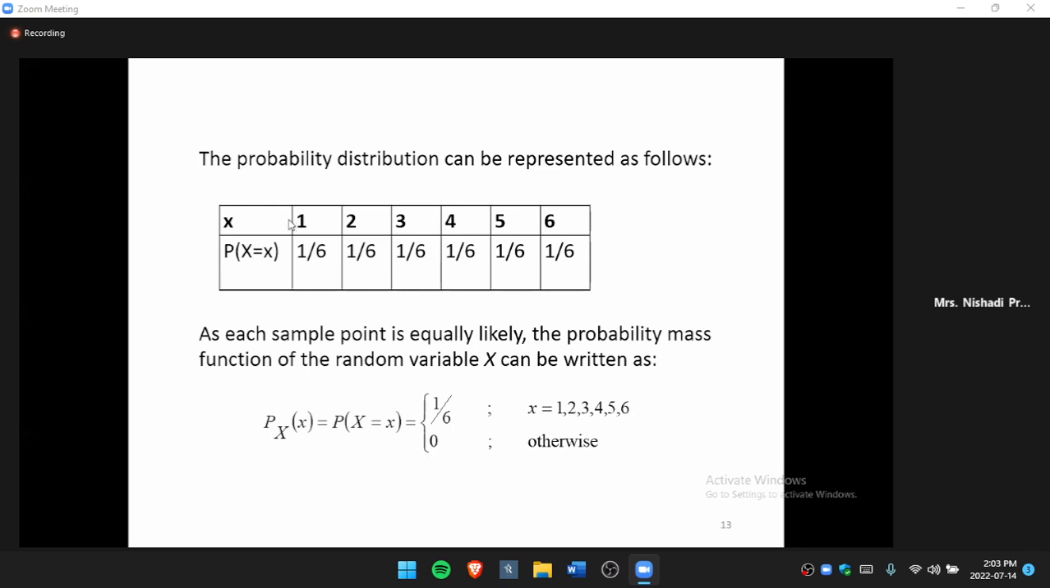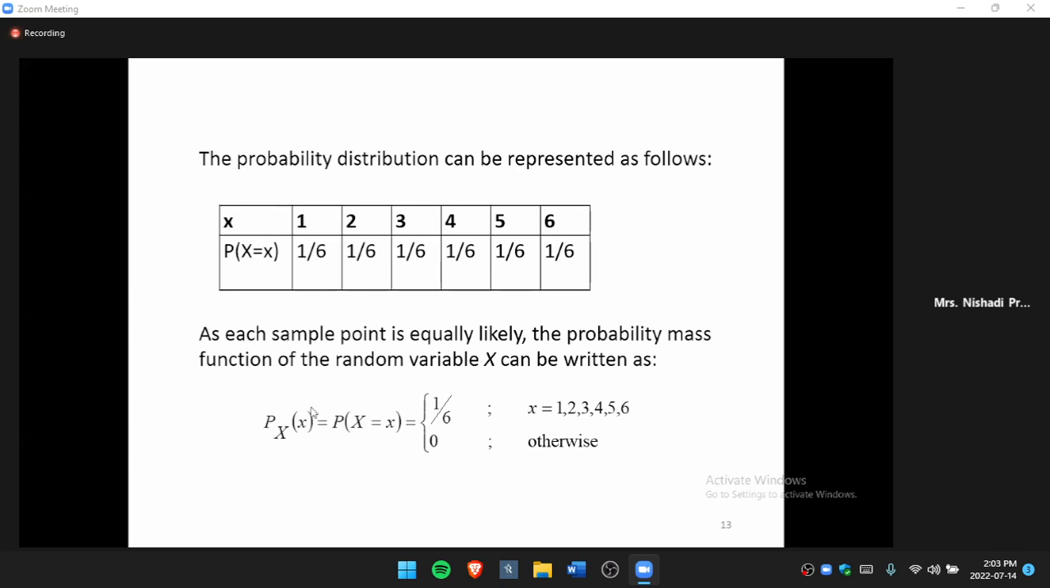But in this table, we have not included those values because when you create a probability distribution table, you have to put only the values of the random variable x. Other values like 0, 7, 8, 9, 10, 20, 50, we will not write in the table. You have to write only the values the random variable x can take.